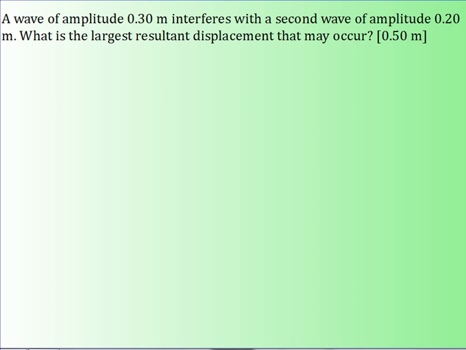Now, suppose I have a wave, amplitude 0.3 meters. So it looks like this. We're going to just do one. Here's my equilibrium line. So this is 0.3 meters from equilibrium to the crest. And of course, it's 0.3 meters from equilibrium down to the trough.